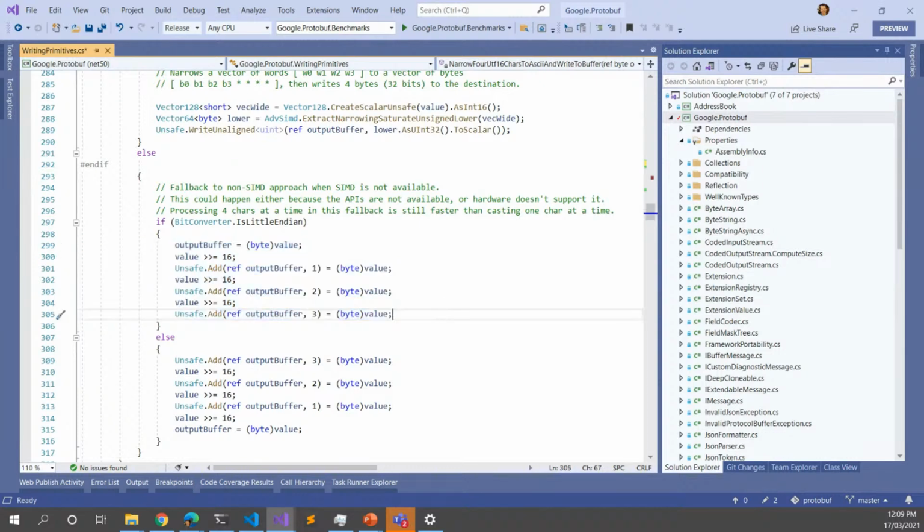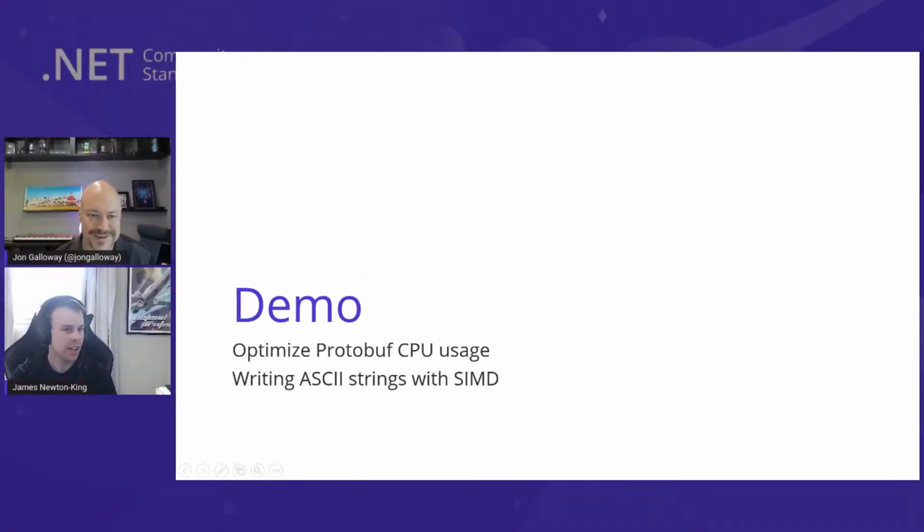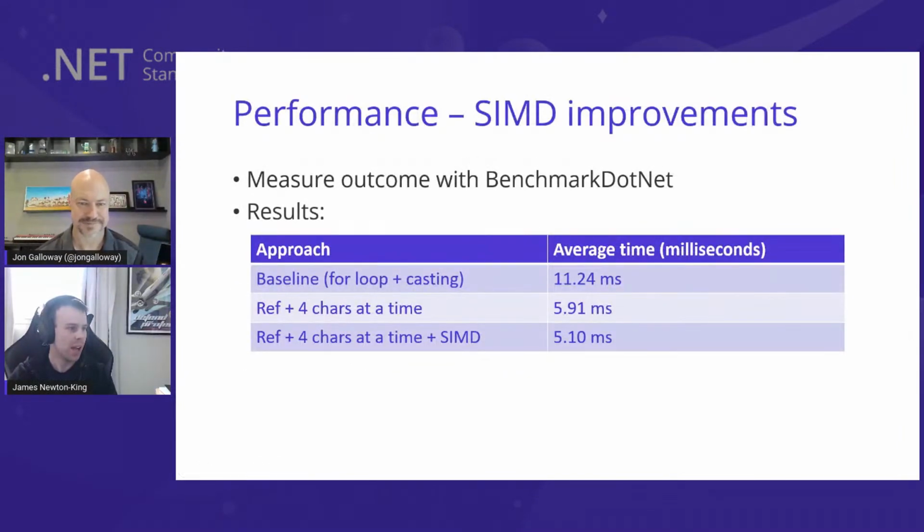Wow. So I've got the results, which we'll jump to. Our baseline with that for loop plus casting was about 11 milliseconds. This is running on top of multiple kilobytes of ASCII text. If we switch to using that ref and unsafe and processing 4 chars at a time without SIMD, we drop down to about 6 milliseconds. And then if we add in SIMD on top of that, we drop down another 0.8 of a millisecond. So our initial value, we've pretty much halved it by using these advanced techniques.